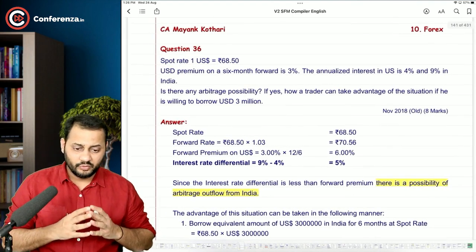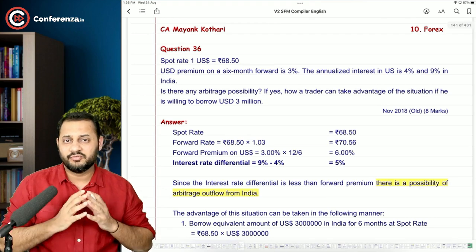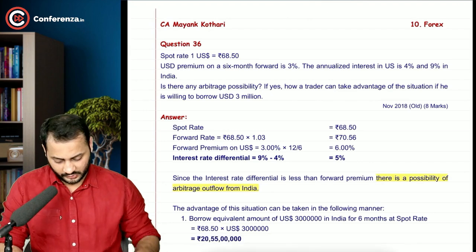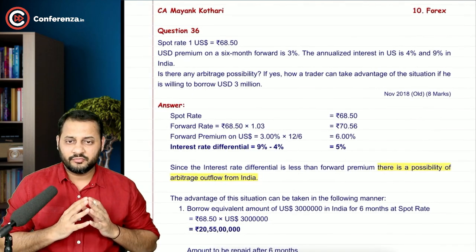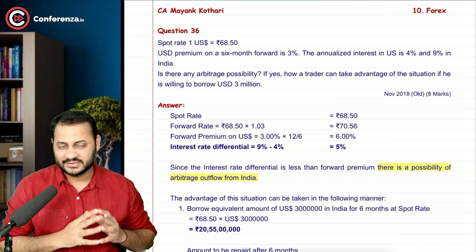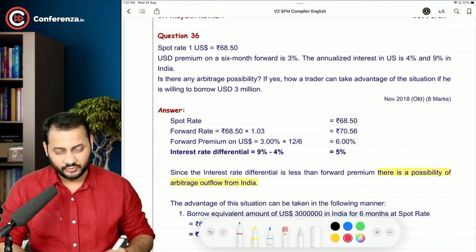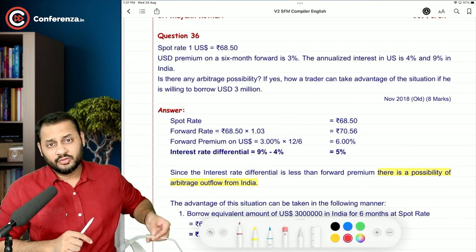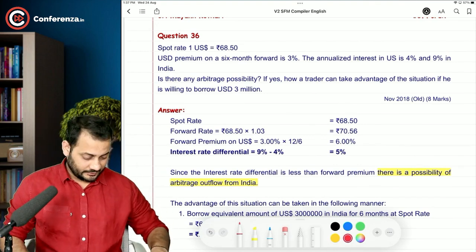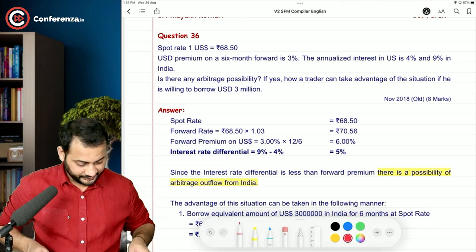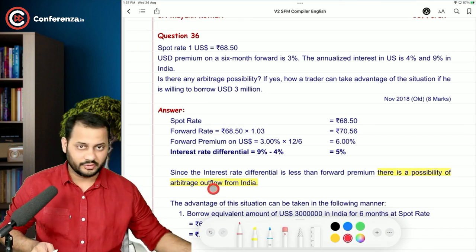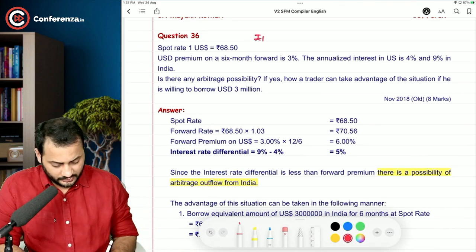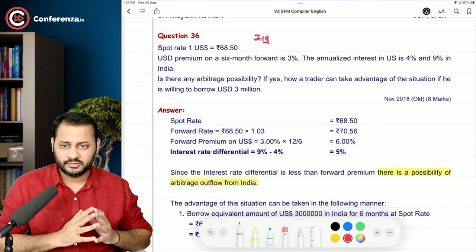I want you to be strong on the concept of which currency to borrow and which currency to invest. Have a look at this question now. See, the spot rate of $1 is 68.50 rupees. I will just quickly get through this question because I'm not that interested in it. Nothing to learn except for the concept that we want to have a grip on. So rupees per dollar is 68.50.